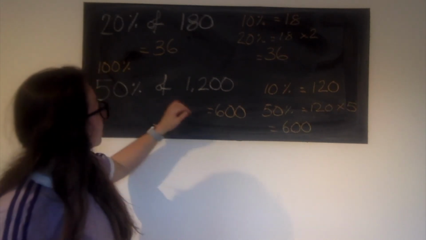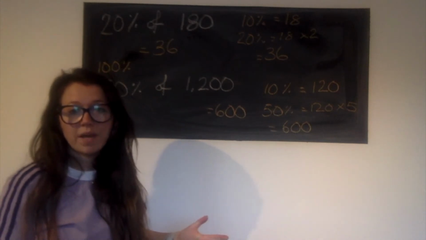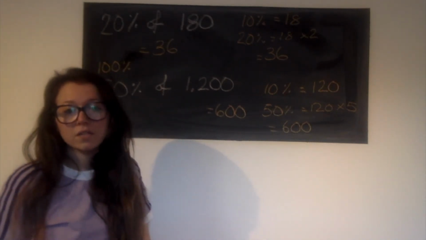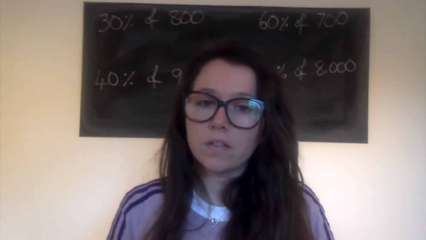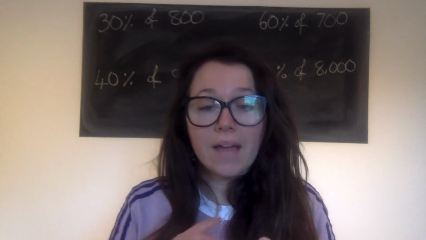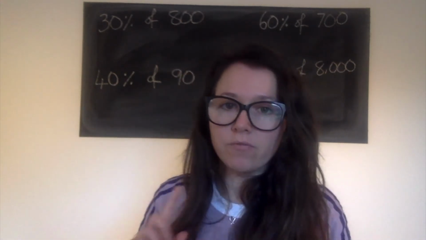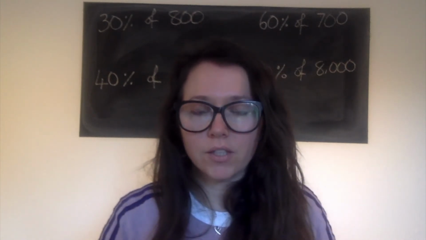Now you'll notice that lots of these calculations I'm doing mentally, so you don't always have to do a written calculation. Even if we're looking at a big number like this and thinking, I can't do that in my head, you can just break it up, partition it. Some of them you might need to write down. So using that method, find 10% and then multiply it by however many multiples of 10 it is. So 30%, find 10%, times it by 3. Pause the video and have a go at these calculations coming up.